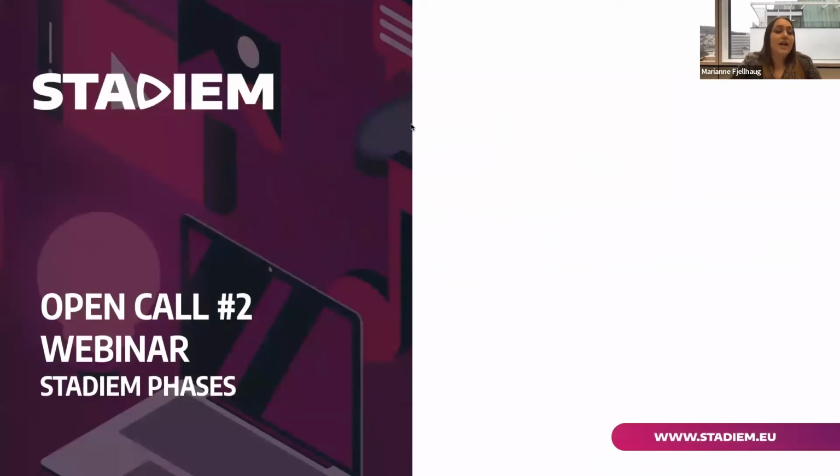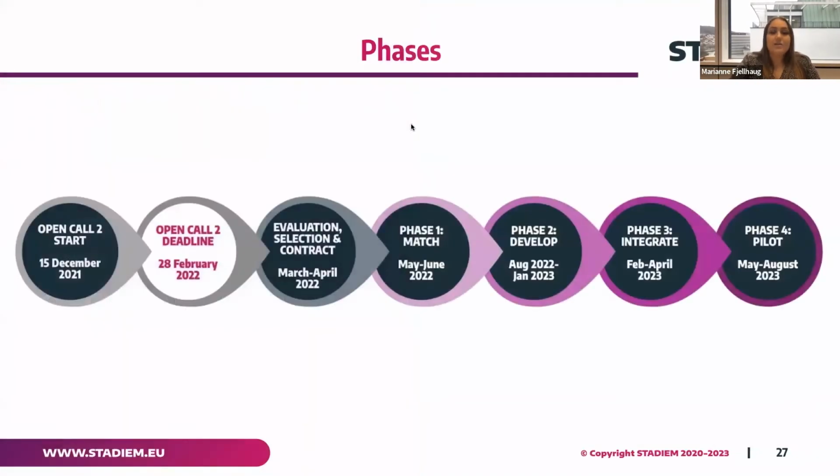Yes. And now we're going to look at each of the different phases of Stadium. So here we have an overview. The open call started on 15 December, and the deadline is on the 28th of February. During March and April, we will have an evaluation, selection, and contract process, where we'll select the 40 startups that are proceeding to the match phase.